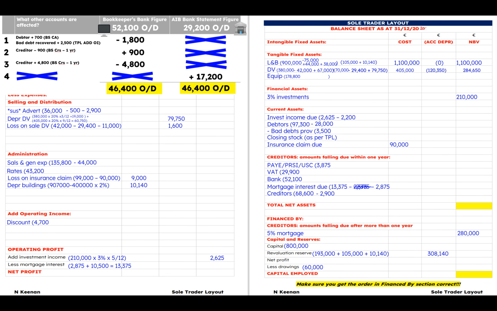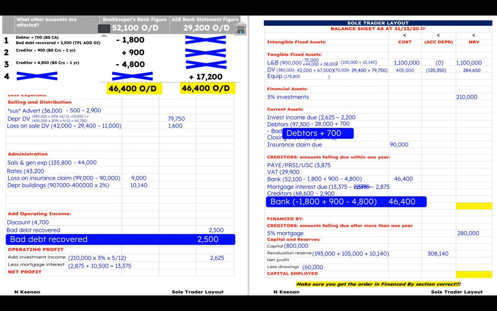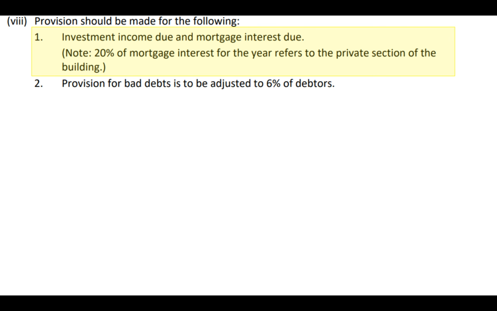So how is this going to look in the books then? So you've got your bank figure here. You're going to minus 18 plus 900 minus 48. That's 46,400 there. Then you've got debtors plus 700. Bad debt recovered in the add operating income, 2,500. And then you've got your creditors plus 900 and minus 4,800. Sorry, that should say plus 4,800. Sorry, I said it wrong. It is plus 4,800.